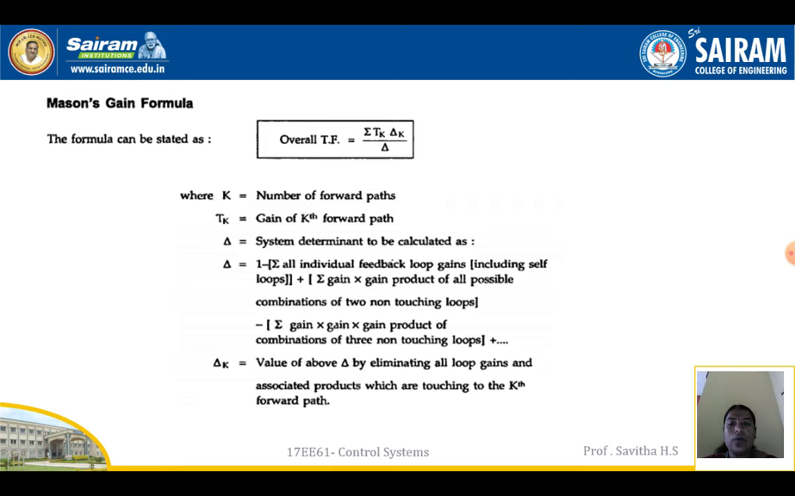Delta is equal to 1 minus summation of all individual feedback loop gains including the self loop, plus summation of gain products of all possible combinations of two non-touching loops, minus summation of gain products of the combination of three non-touching loops, and so on. Delta k is the value of the above delta obtained by eliminating all the loop gains and associated products which are touching the kth forward path.